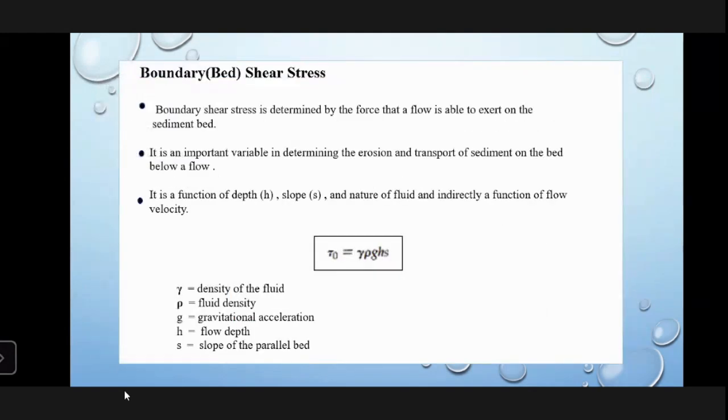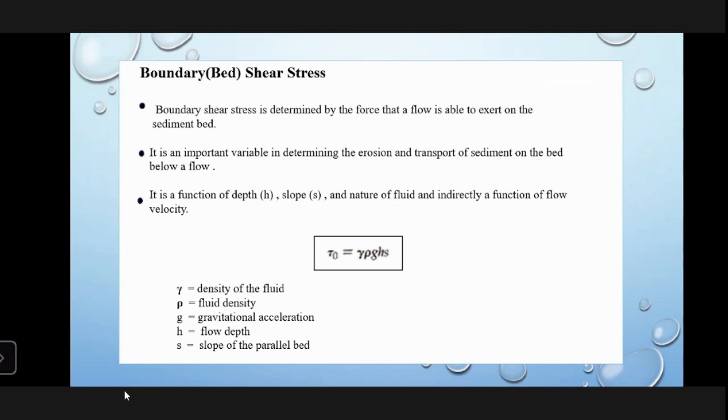Let's talk about boundary shear stress. Boundary shear stress is determined by the force that the flow is able to exert on the sediment bed. It is an important variable in determining the erosion and transport of sediment on the bed below a flow. It is a function of depth, slope, and nature of fluid, and indirectly a function of flow velocity.